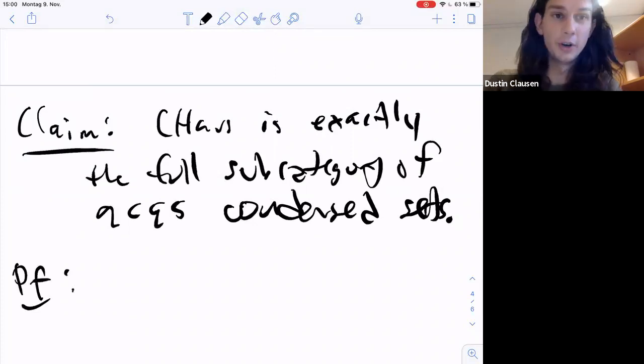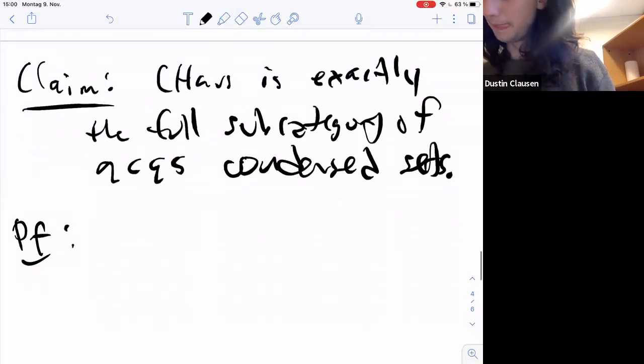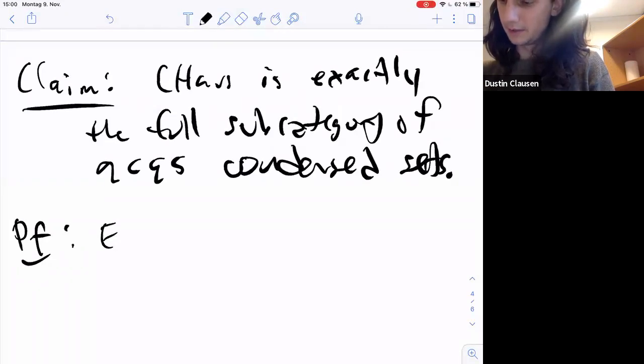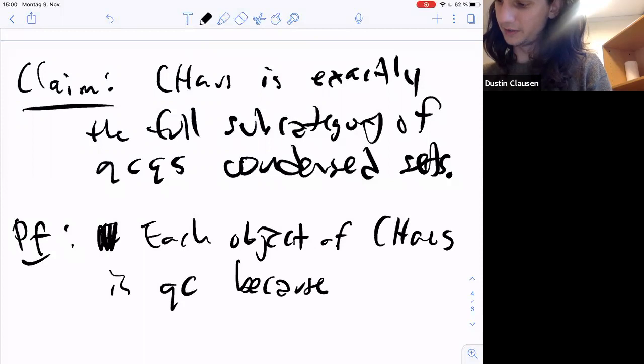So what do we have to show? Well, we first have to show that every compact Hausdorff space is both quasi-compact and quasi-separated, and then we have to show the converse. Well, first of all, each object of compact Hausdorff is quasi-compact because of the finitary nature of topology.